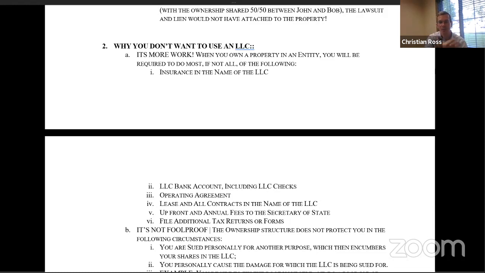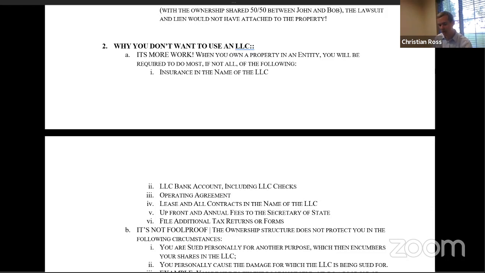We might even have to update the lease agreement if there's a lease, because we have to treat the whole thing as if it's a separate company or separate entity from you personally. So we're not going to be writing a check into Christian Ross's bank account. No, it's going to be into the bank account of my LLC. And my insurance isn't going to be me necessarily, it's going to be my LLC. And the lease is not going to be in my name personally, it's going to be in the LLC.